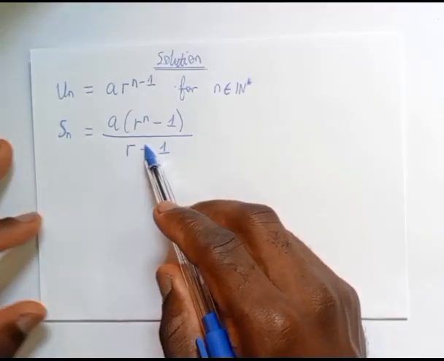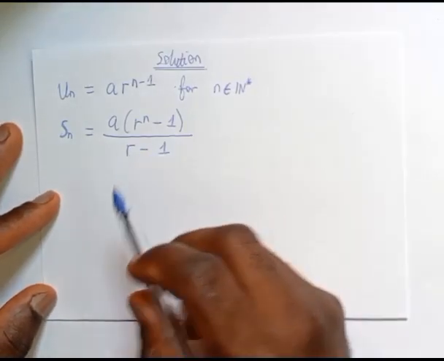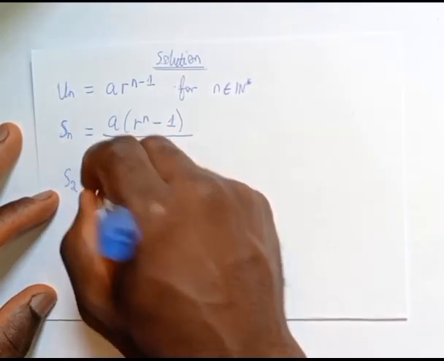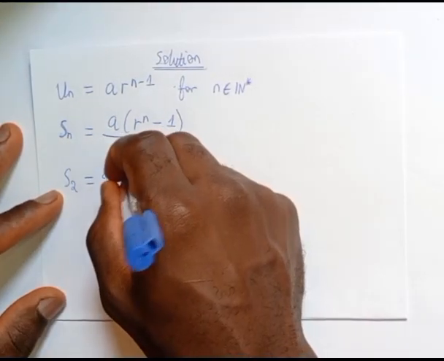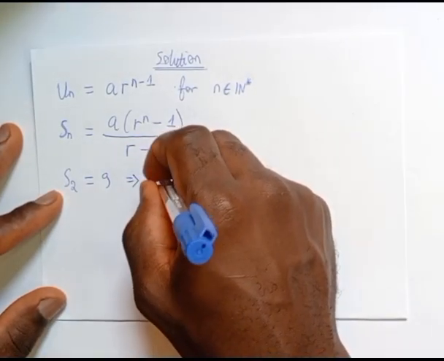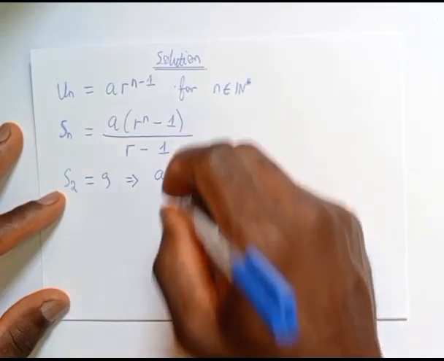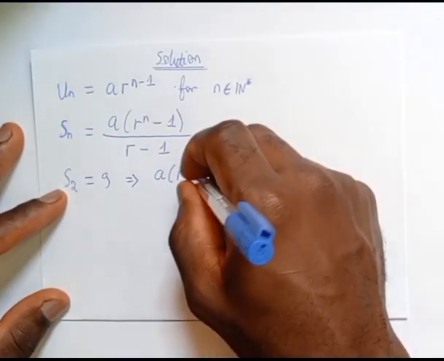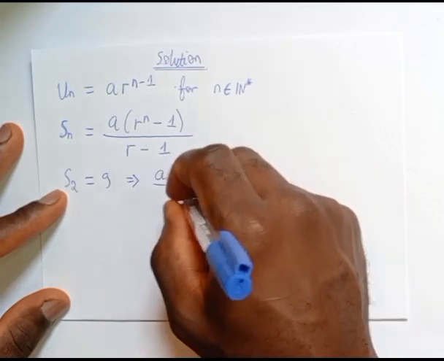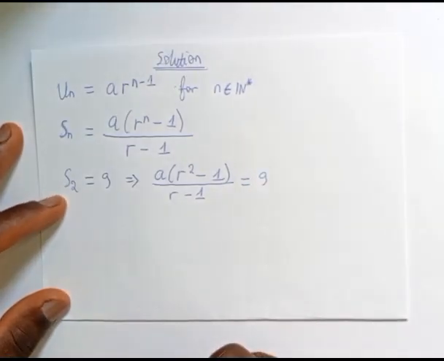So from the given question, we have been told that the sum of the first two terms of a GP is 9, that is S2 is equal to 9. And this will simply imply that a times r raised to the power 2, because n is 2, minus 1 all over r minus 1 is equal to 9. This is what it means.